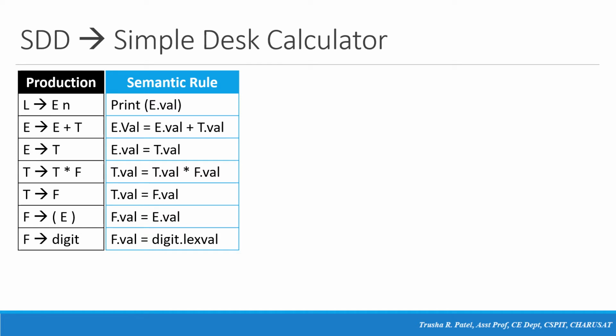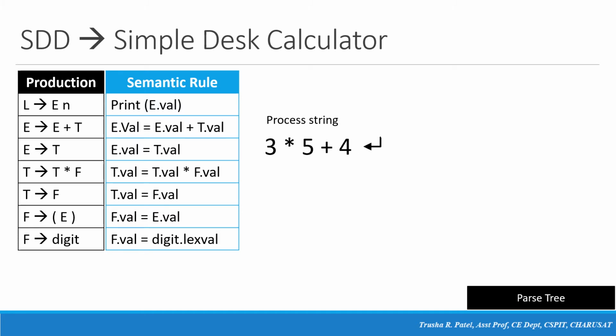So you can see here the semantic rule is associated with each and every rule which is present in your grammar. Now let us process the same string. First of all, we have to construct the parse tree for the string which we want to process. So we'll be starting with L. Now L is having only one production, that is L gives EN. So L will be replaced with EN.